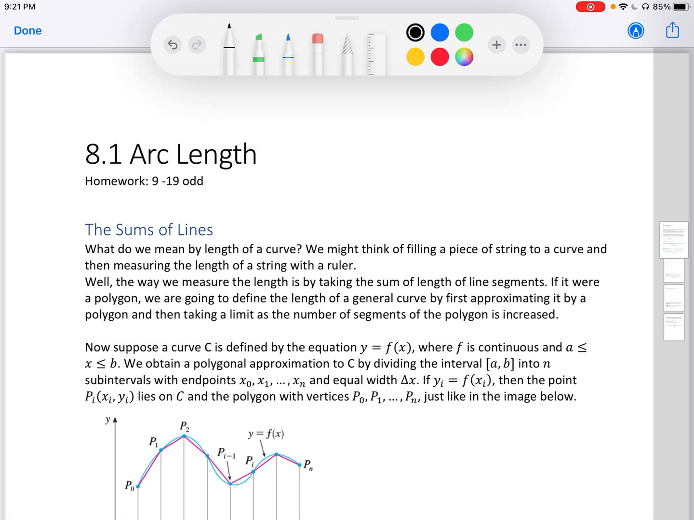8.1 arc length. Your homework will be problems 9 through 19 odd. To begin, let's think of it as the sum of lines.